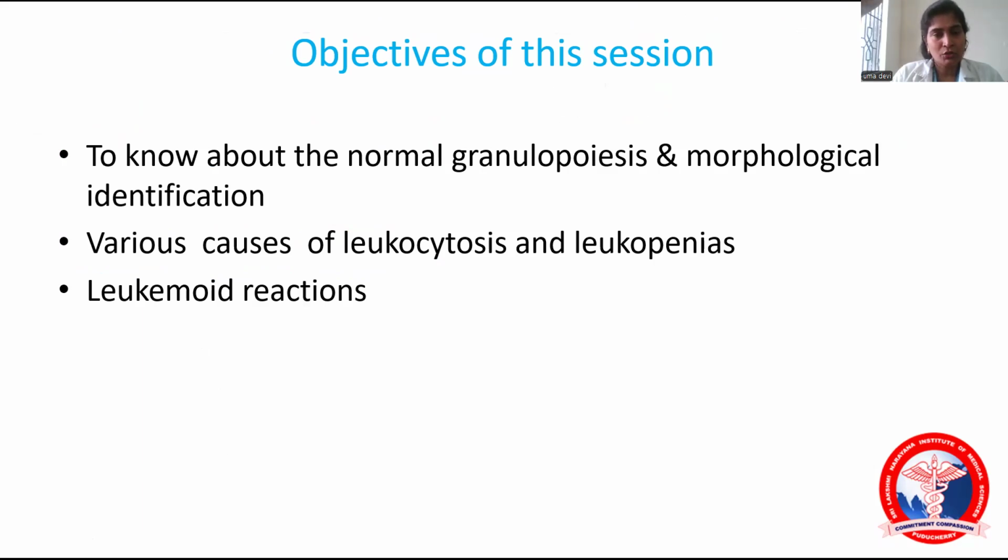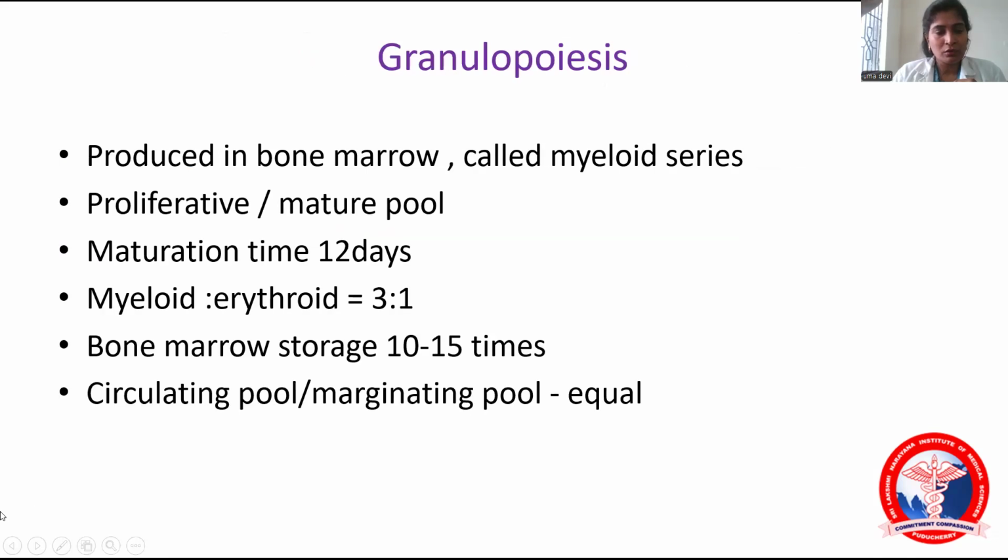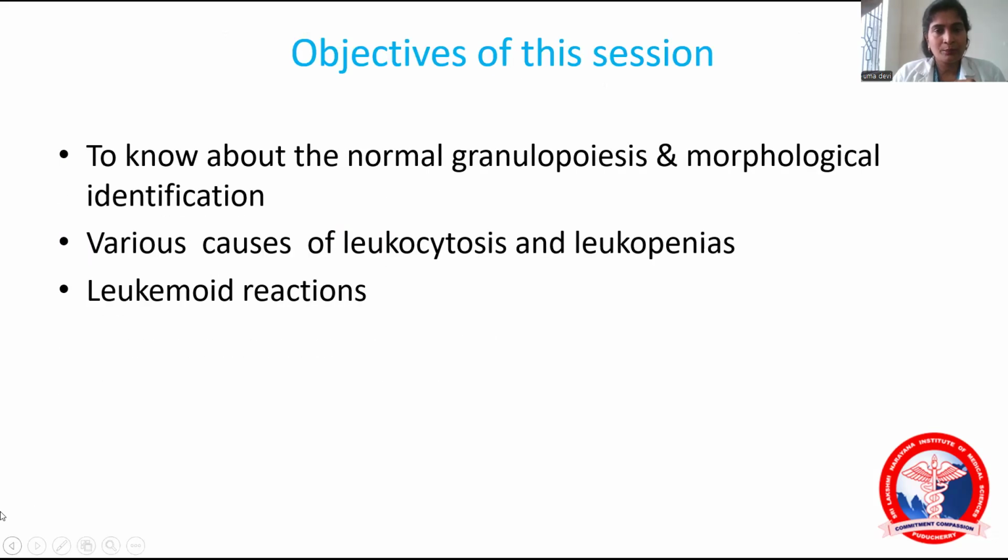So, in today's class, the objective of this session is, first, we will know about the normal granulopoiesis. So what is this normal granulopoiesis? Where does it occur and how does it appear? Then we will go with how to identify the various WBCs in peripheral smear. That is, morphological identification.